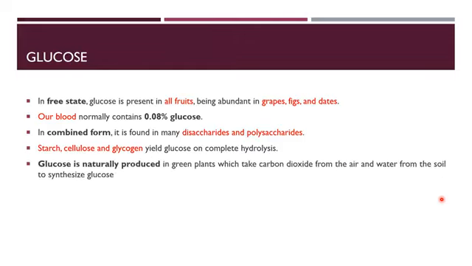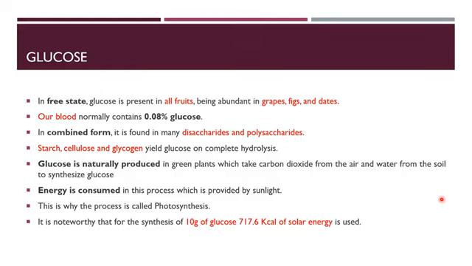Glucose is naturally produced in green plants, which take carbon dioxide from the air and water from the soil to synthesize glucose by the process of photosynthesis. During this reaction, energy is utilized from the sunlight, and this is why the process is called photosynthesis. For the synthesis of 10 gram of glucose, you need 717.6 kilocalories of solar energy.